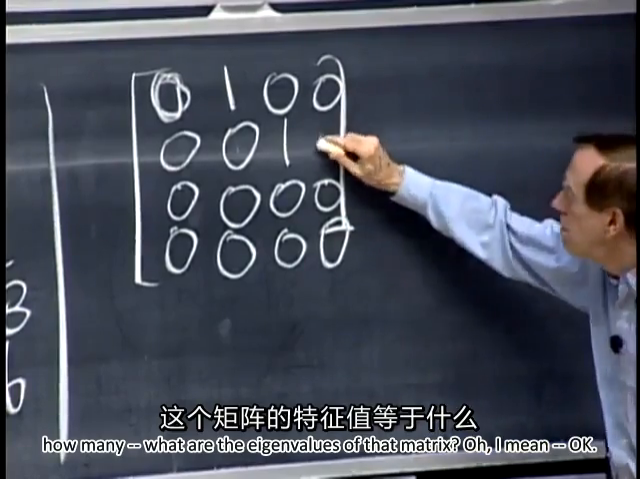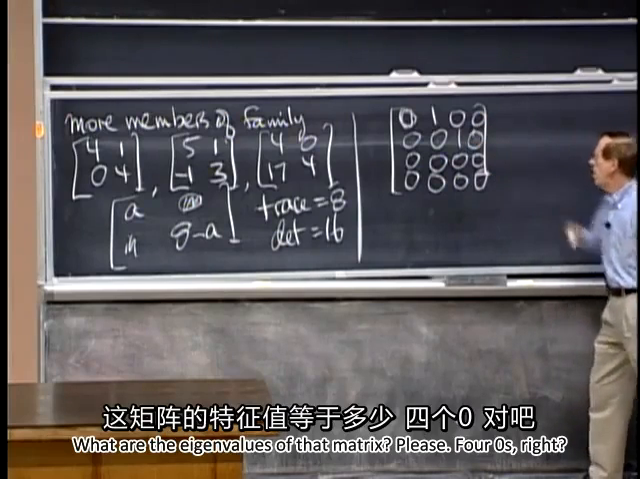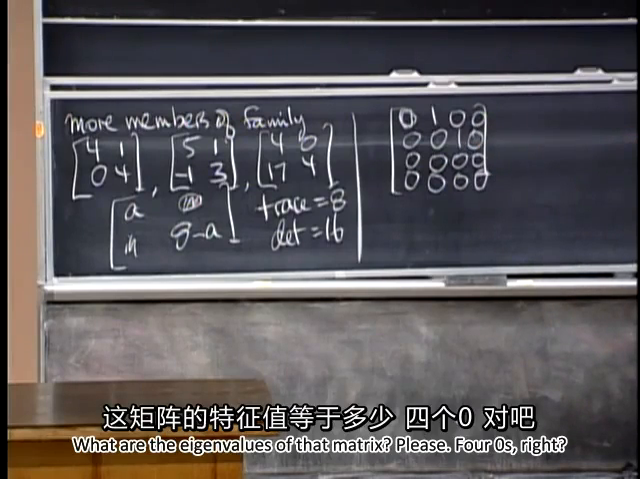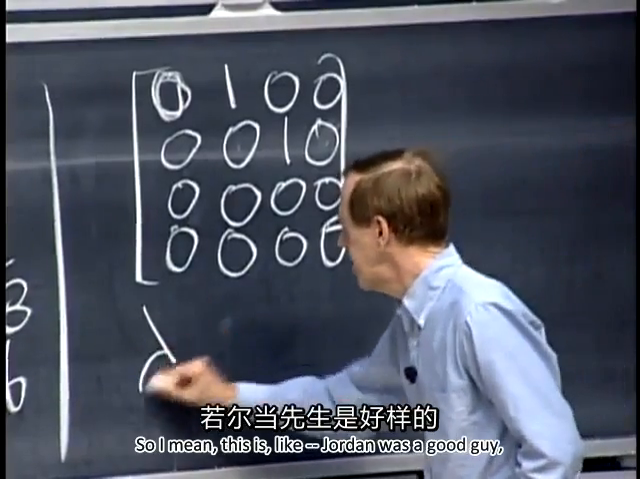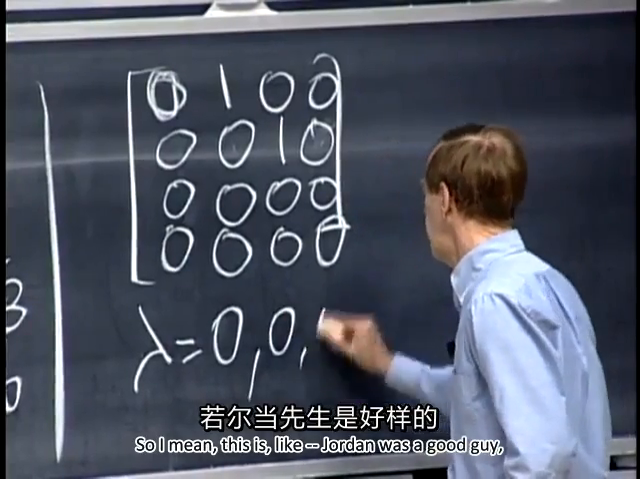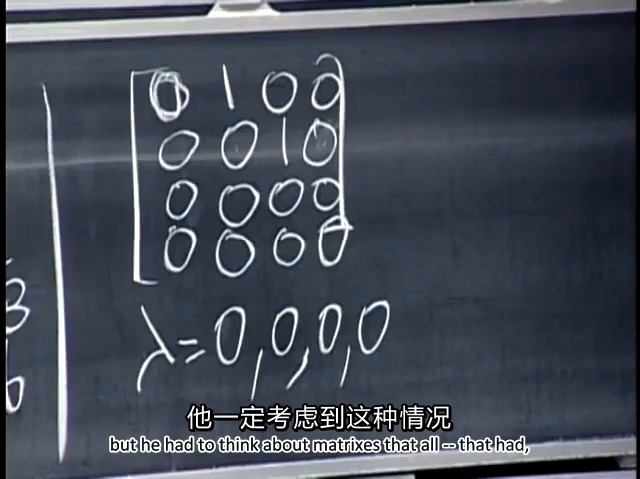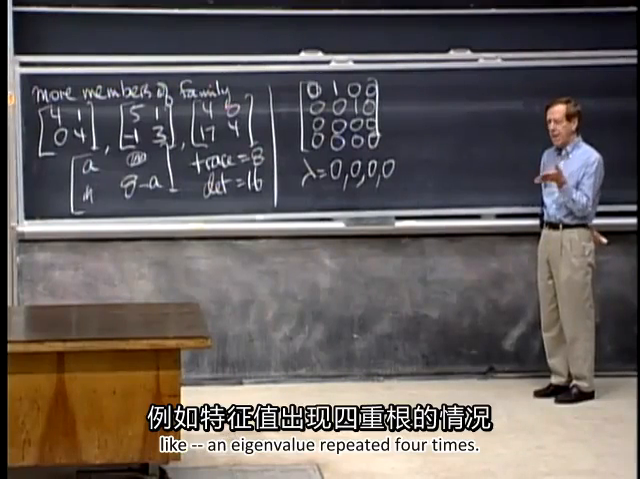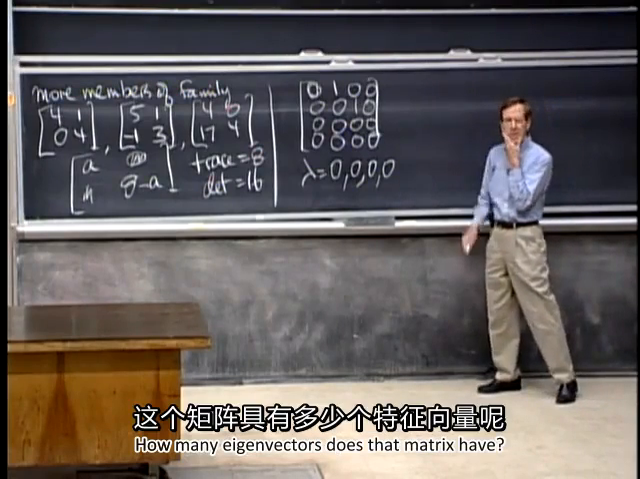Okay. What are the eigenvalues of that matrix? Please. 4 zeros, right? So we're really getting bad matrices now. Jordan was a good guy, but he had to think about matrices that had an eigenvalue repeated 4 times. How many eigenvectors does that matrix have?